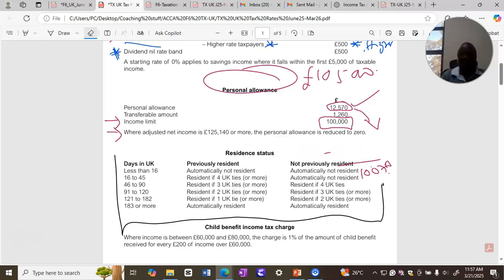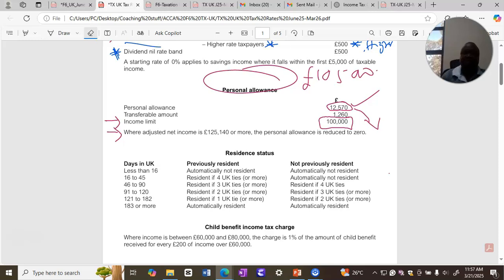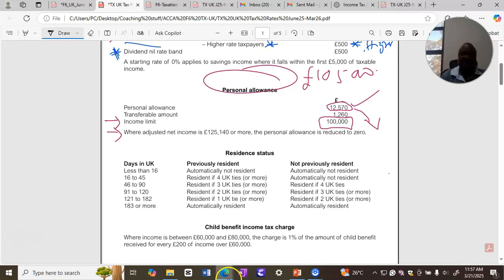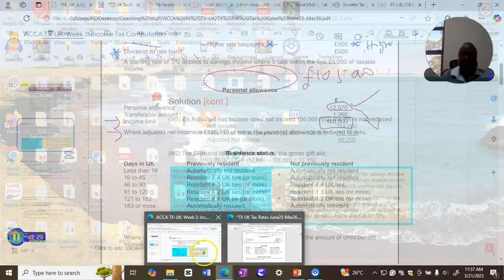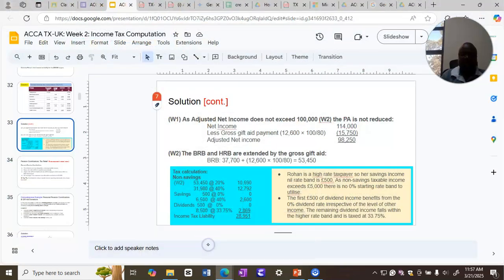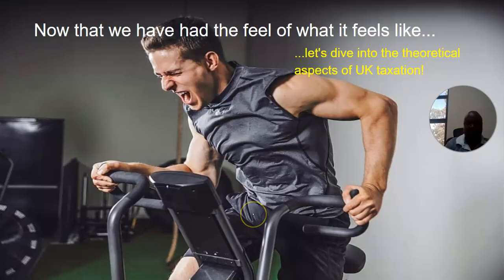Okay, the issues of residence. I think we need to discuss these issues because let me touch those items in the notes because I don't want you to be left behind.